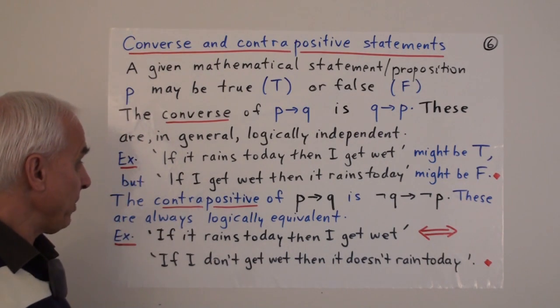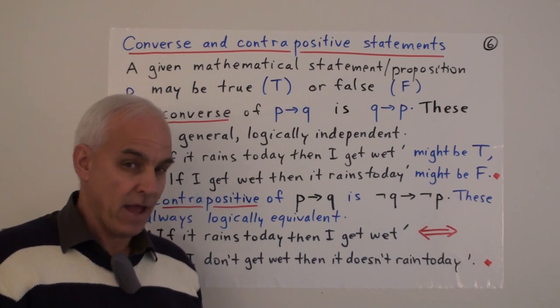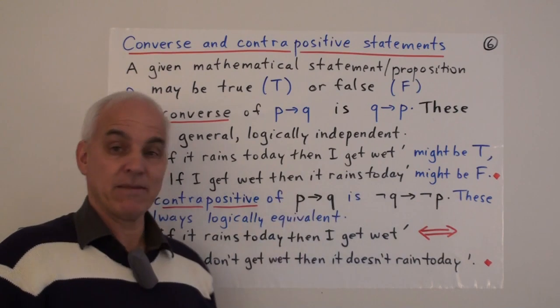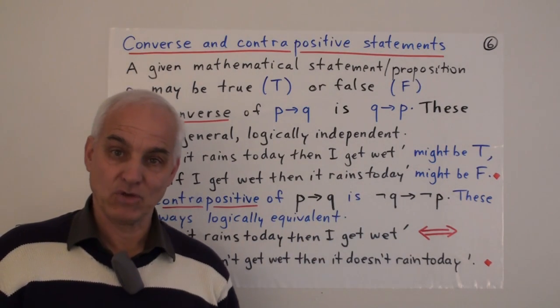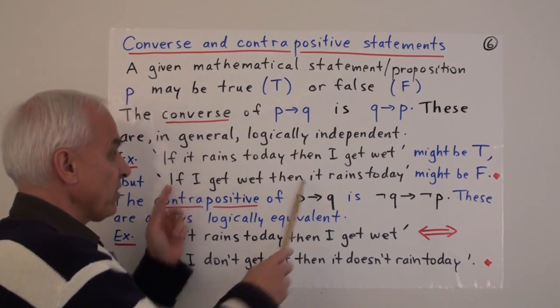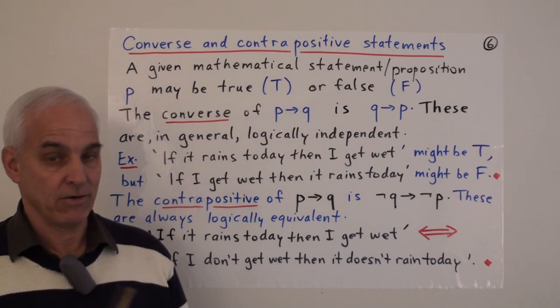The converse statement would be, if I get wet, then it rains today. That might not be true. I might get wet by some other means. I might get wet by going for a swim. All right? So even if this statement is true, the converse doesn't have to be true. It could be, but not necessarily.